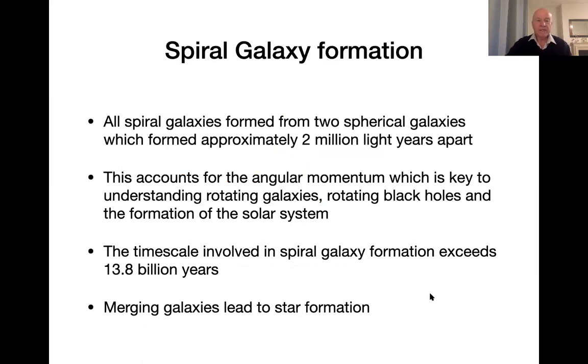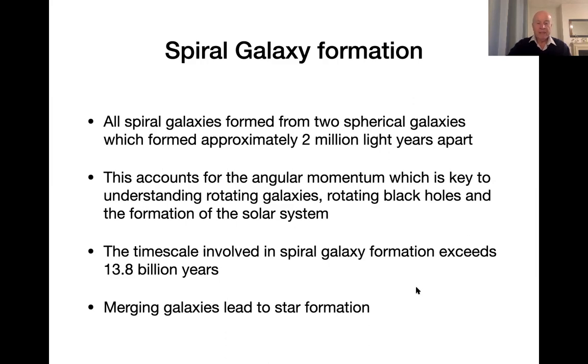So the conclusion is that all spiral galaxies formed from two spherical galaxies, which formed approximately 2 million light years apart. And this accounts for the angular momentum, which is key to understanding why the galaxy is rotating, why the black holes are rotating, and the formation of the solar system required angular momentum, and that came from the merger of two galaxies to form the Milky Way galaxy.